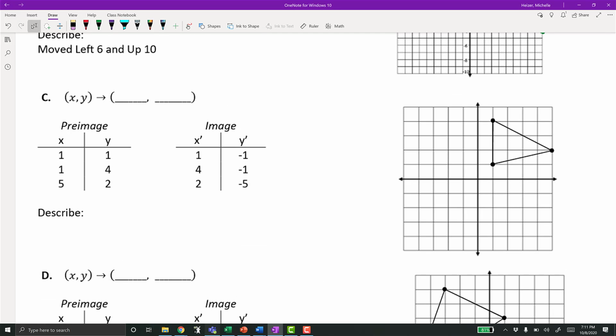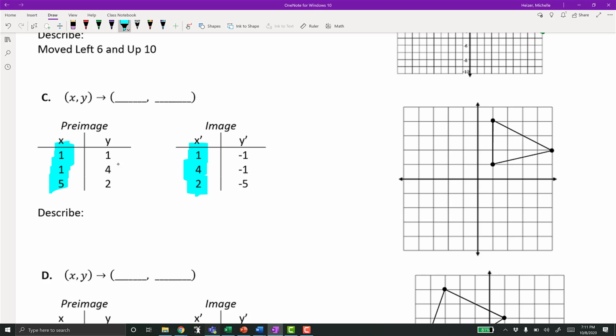On this one, we need to find the relationship between these and then write the coordinate notation. Again, if I'm trying to write the coordinate notation, I want to look for any pattern I can find. When I look at my x values, 1 to 1 does nothing, right?